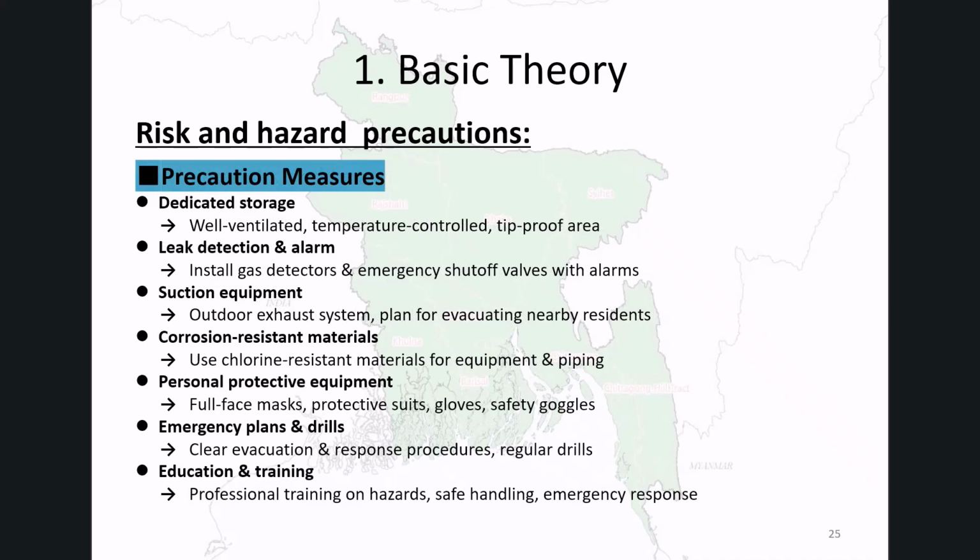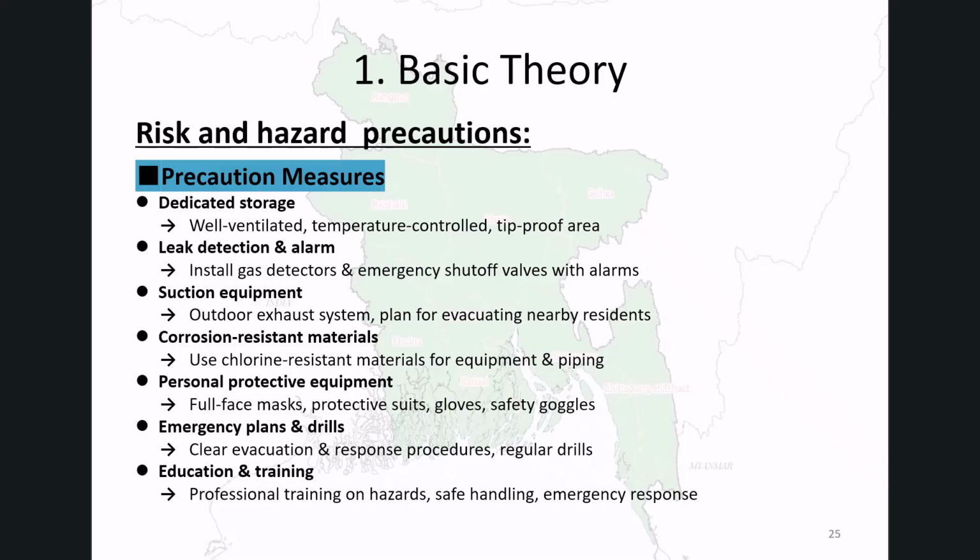Based on the risk and hazard, preventive safety measures are essential to be taken in any facility using it. 1. Chlorine must be stored in a dedicated, well-ventilated, temperature-controlled, and tip-proof area. 2. Gas leak detection systems and alarms should be installed together with emergency shutoff valves. 3. An outdoor exhaust or suction equipment is necessary so that leaked chlorine gas can be safely discharged away from people.